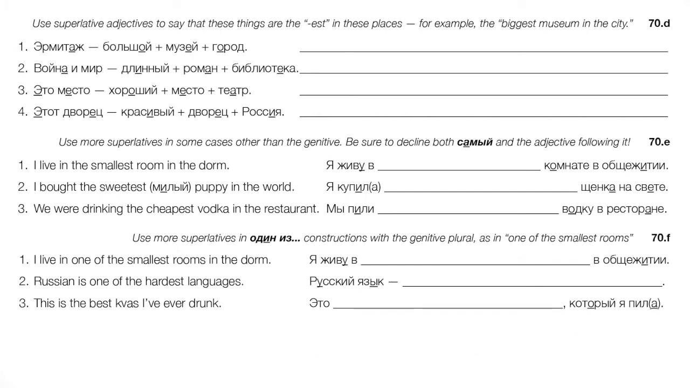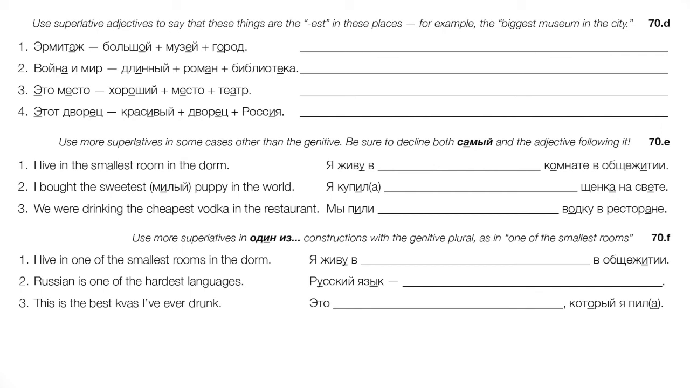This place or this seat is the best in the theater. Это место самое лучшее в театре. Now there we don't really need to repeat место because we already know what we're speaking about. Это место самое лучшее в театре. Four. This palace is the most beautiful palace in Russia. Это дворец самый красивый дворец в России. Okay, so again, these are extremely simple constructions, thankfully.